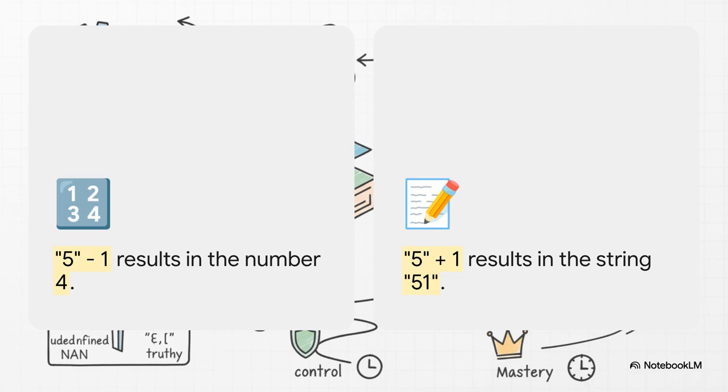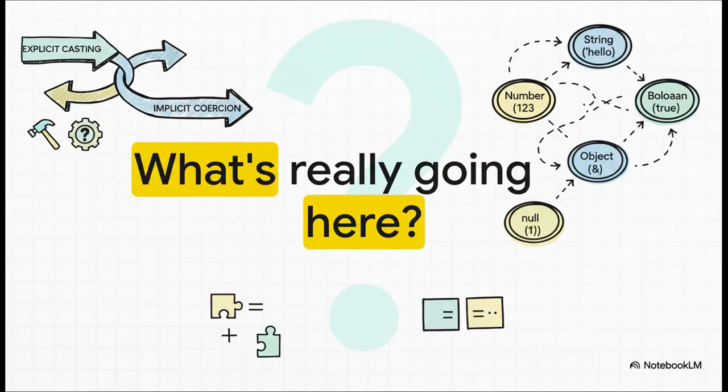Look at this. On one side, you have the string 5 minus the number 1, and you get 4. Makes perfect sense, right? But then, on the other side, you take that same string 5 and add the number 1, and suddenly you get the string 51? Huh? So, what is going on here? Is JavaScript just broken? Nope, this isn't a bug at all. It's actually a core feature of the language.